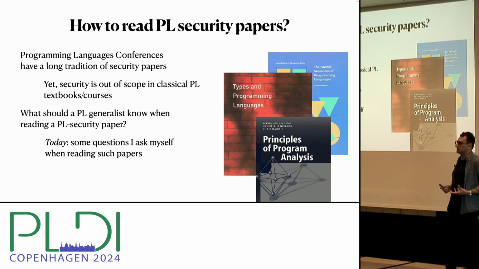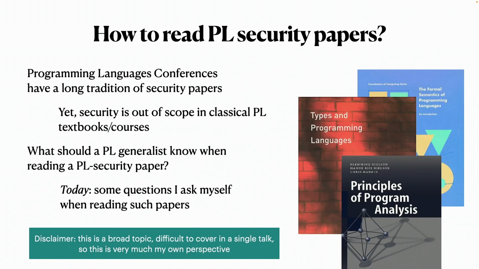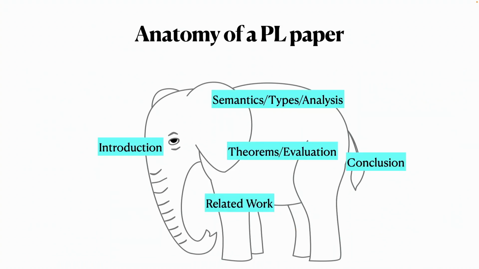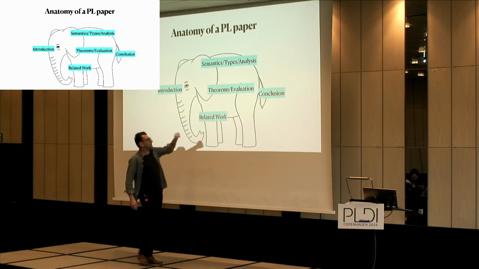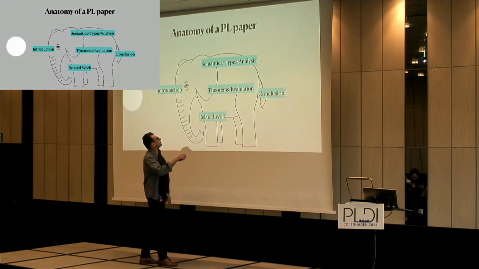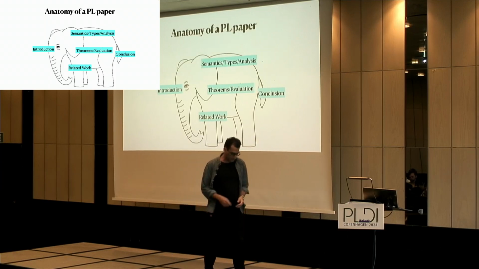you see a paper on computer security in the PL proceedings. These are the questions I use. It's generally a very broad topic, so the usual disclaimer is this is just the perspective of one single person, okay? So if you look into a paper in the proceedings, this is your typical anatomy, right? You will have an introduction over here, you'll have a conclusion, related work, and here you'll get the meat and potatoes, the Greek letters and the graphs section of your paper.